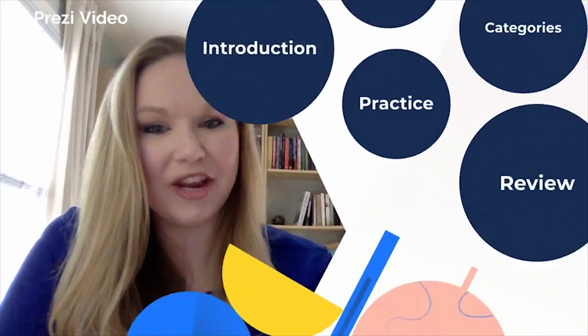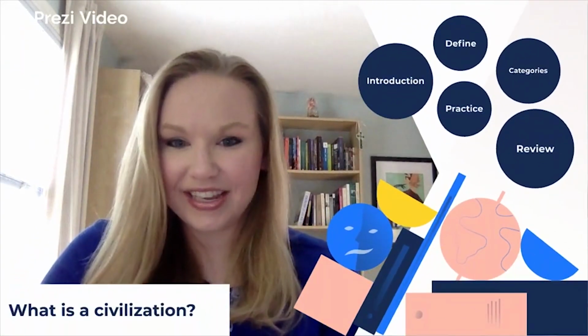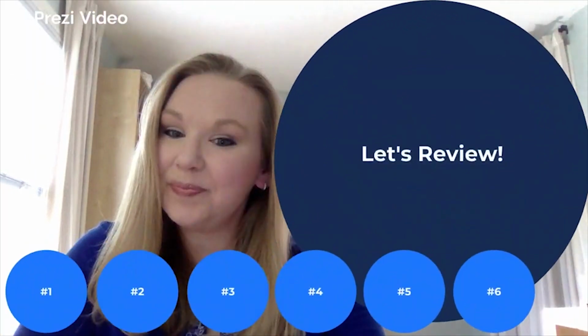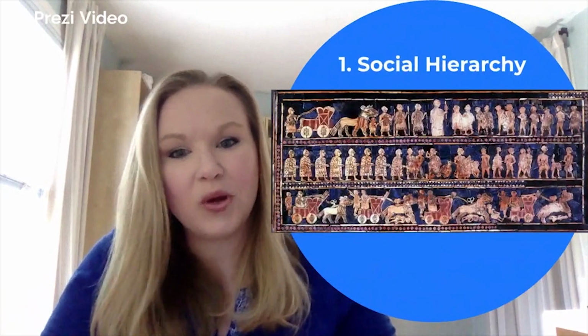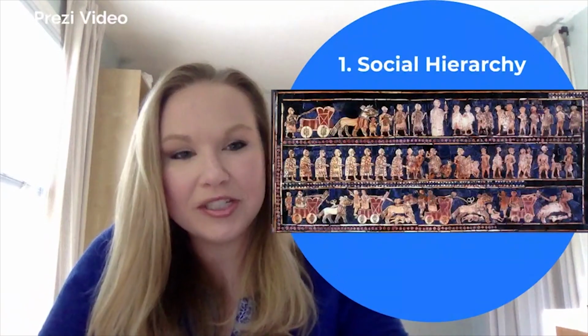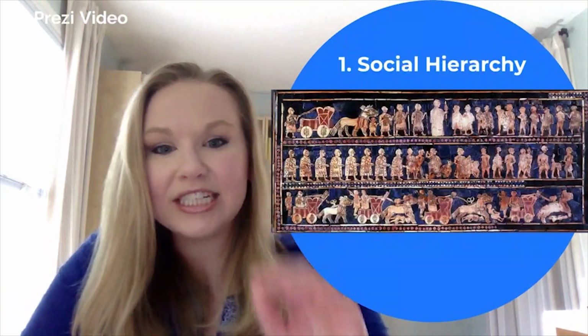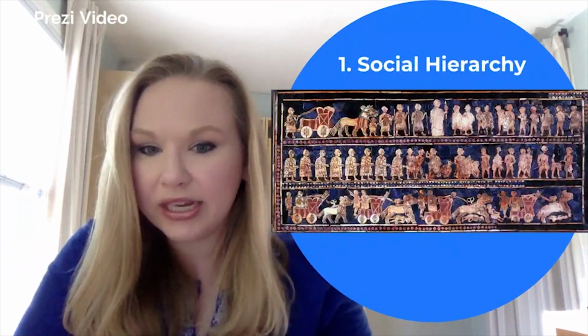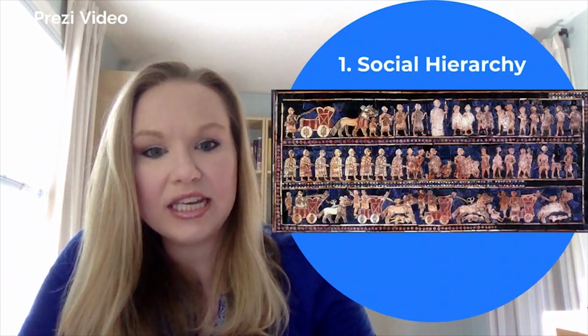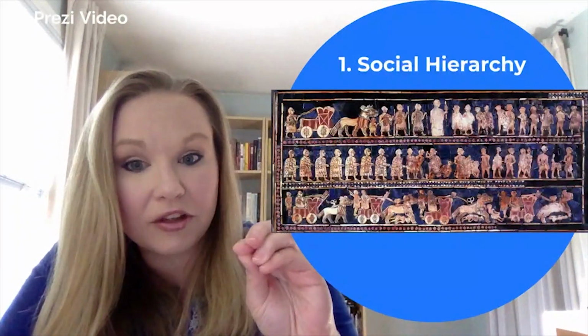All right, go ahead and wrap up. Let's see how you did. Number 1 represents social hierarchy. This is called the Standard of Ur, and it does represent the different class systems, although it was a little bit more complex at the time, but you can see how they delineated their classes.